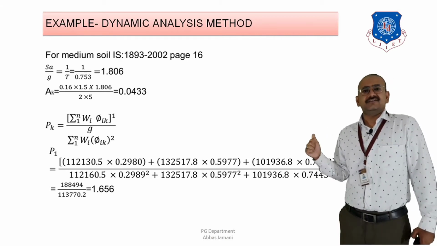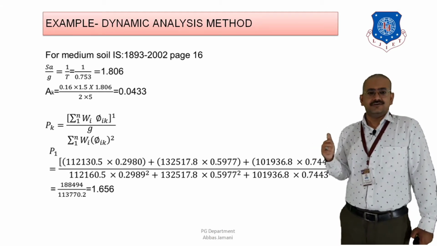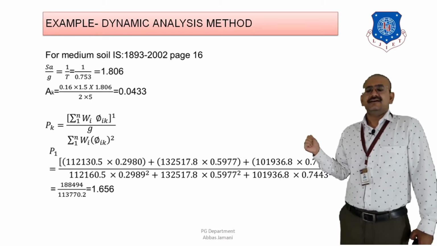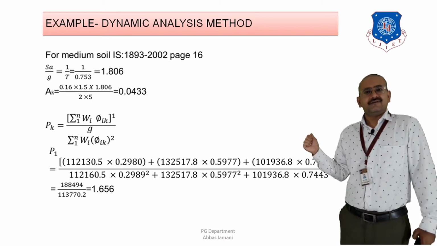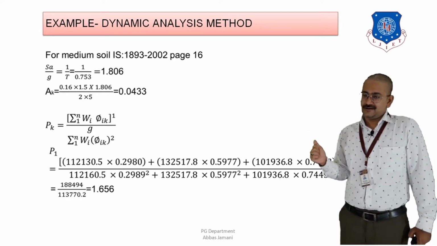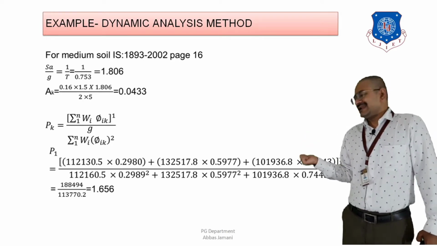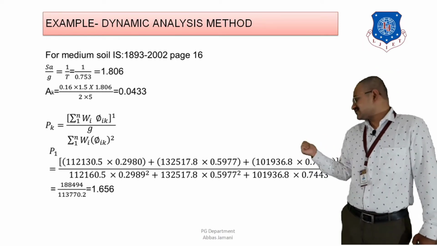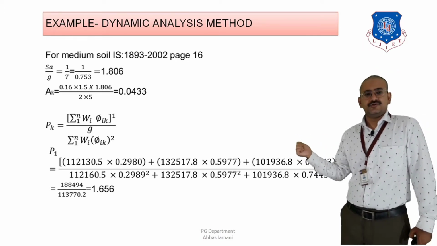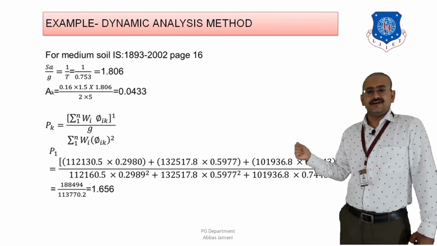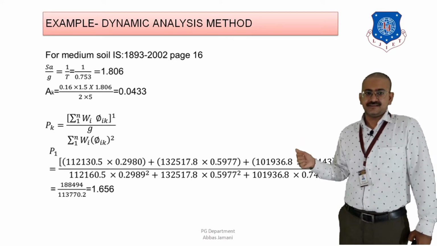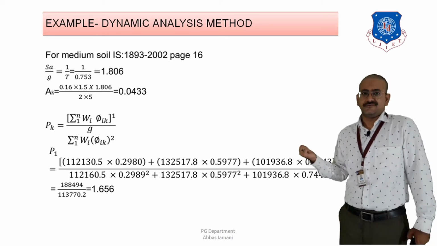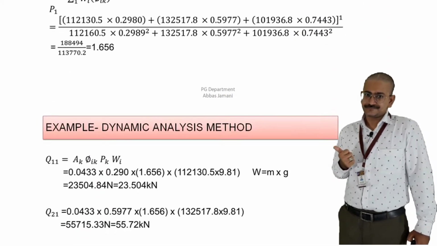Then Pk is given by sigma i equal to 1 to n Wi into phi ik the whole square divided by sigma i equal to 1 to n phi ik square into Wi. So substituting those values, I'll get the value of Pk is equal to 1.656 as you can see over here, where W1, W2 and W3, phi 11, phi 21, phi 31 are there with us. We substitute these values and we get the value of Pk or P1 corresponding to the first mode.